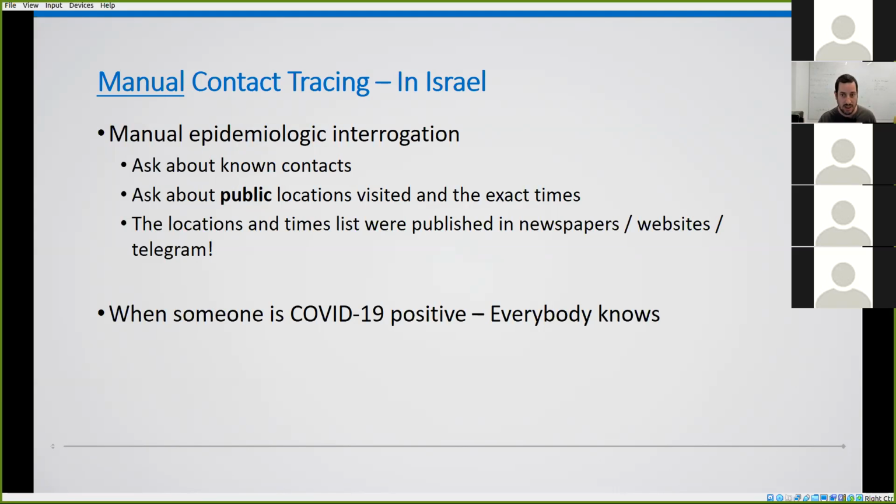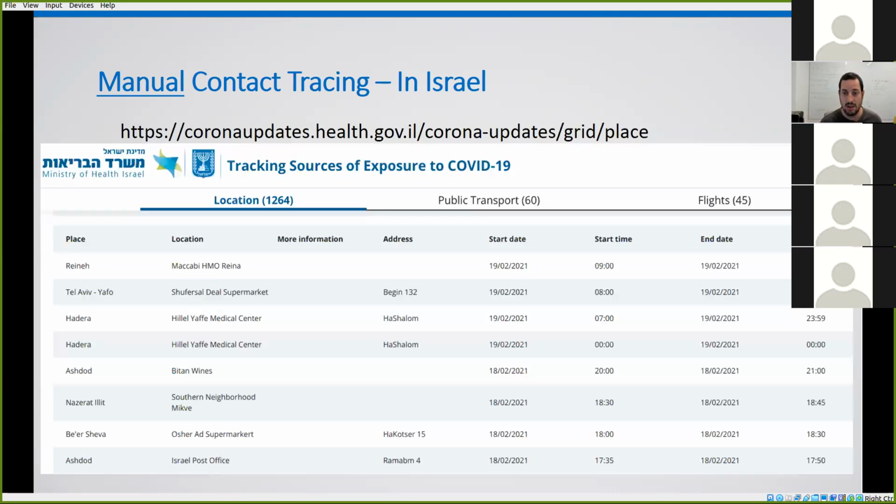And I think that basically in Israel, there isn't any strong stigma about people that are COVID-19 positive, and people talk about it relatively freely. As an example, this is a screenshot from the website of the Israeli Ministry of Health that says, for example, on the 19th of February 2021 at 9 a.m., someone was at a health provider in a specific village called Reina, and he was COVID-19 positive. And this is the type of information that's published.